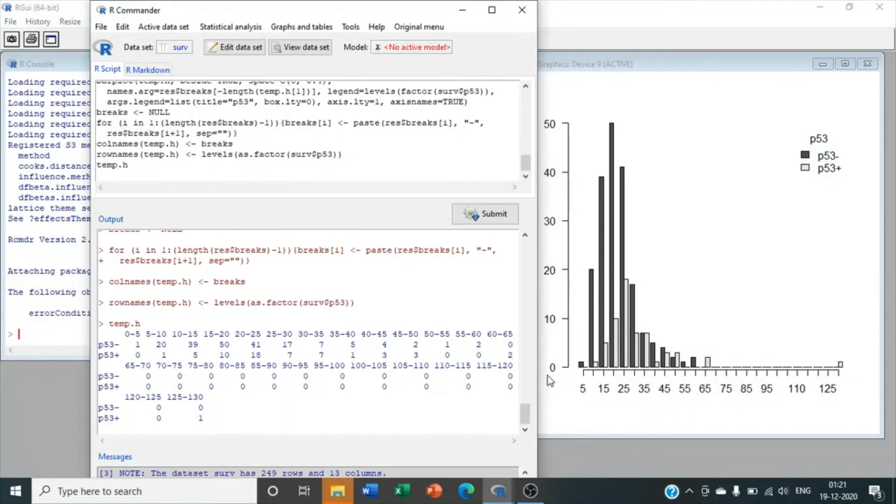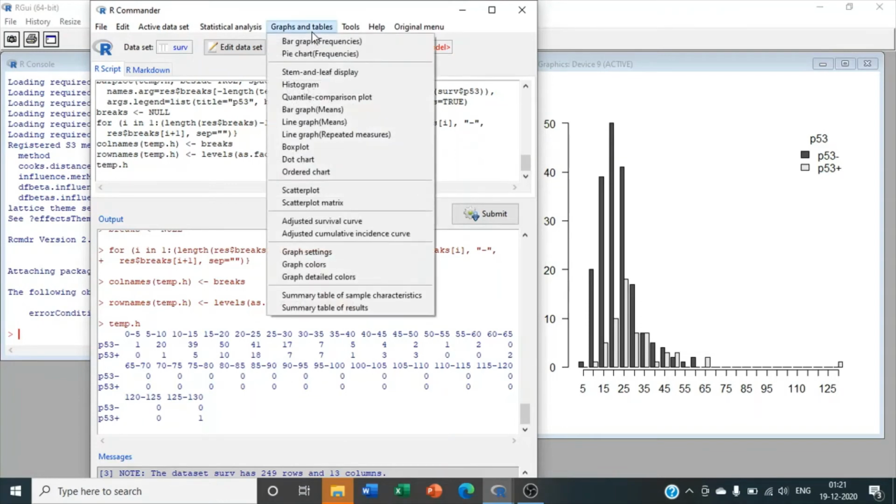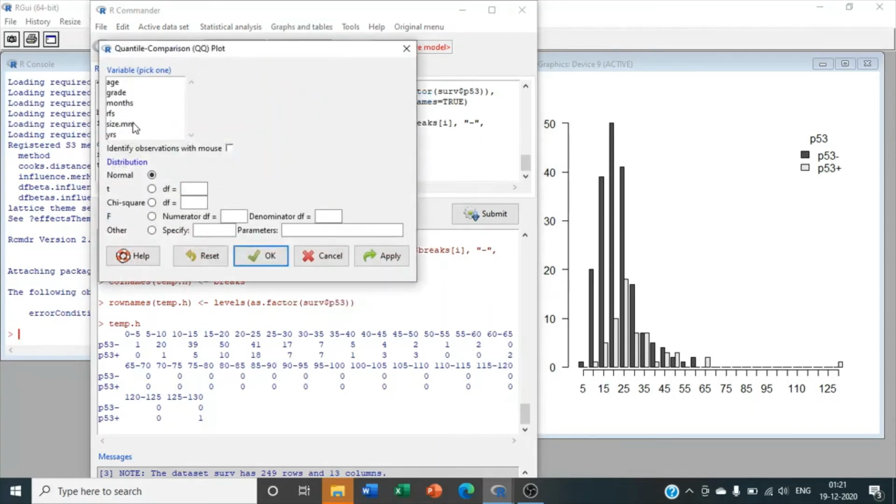A very common thing to do while analyzing the data is to confirm what is known as the Gaussian distribution. How can we confirm whether the distribution is Gaussian? We confirm it by means of a quantile comparison plot. Let us see for the size. We want to see whether the distribution is Gaussian. The other name for Gaussian is normal.